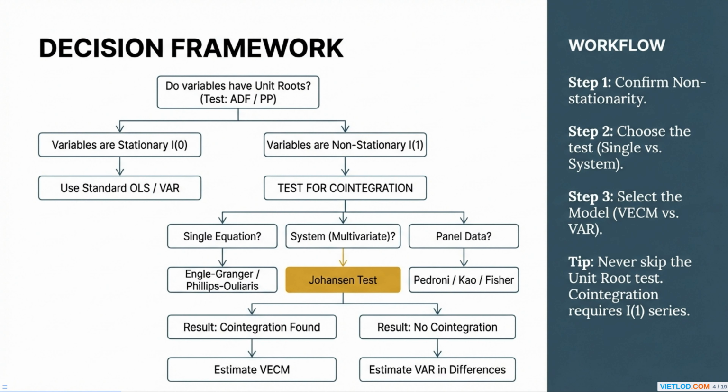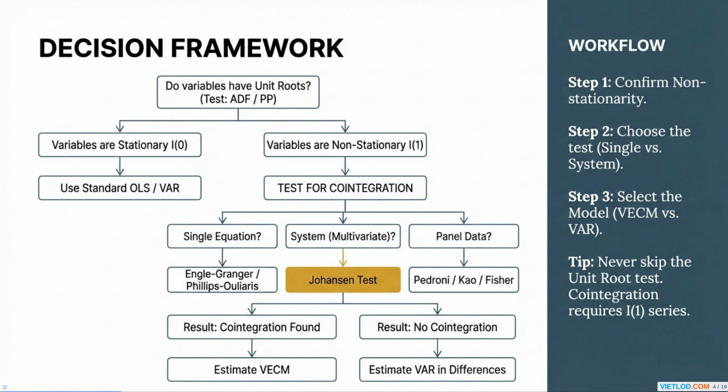For cointegration testing, we have different approaches depending on the nature of our data. If we are dealing with a single equation, the Engle-Granger or Phillips-Ouliaris tests are appropriate. For a system or multivariate set of variables, the powerful Johansen test is the preferred method, as highlighted in the flowchart. For panel data, specialized tests like Pedroni, Kao, or Fisher are used. The outcome of the cointegration test dictates our next step. If cointegration is found, we then estimate a vector error correction model, or VECM, which can capture both short-run dynamics and the long-run equilibrium relationship.